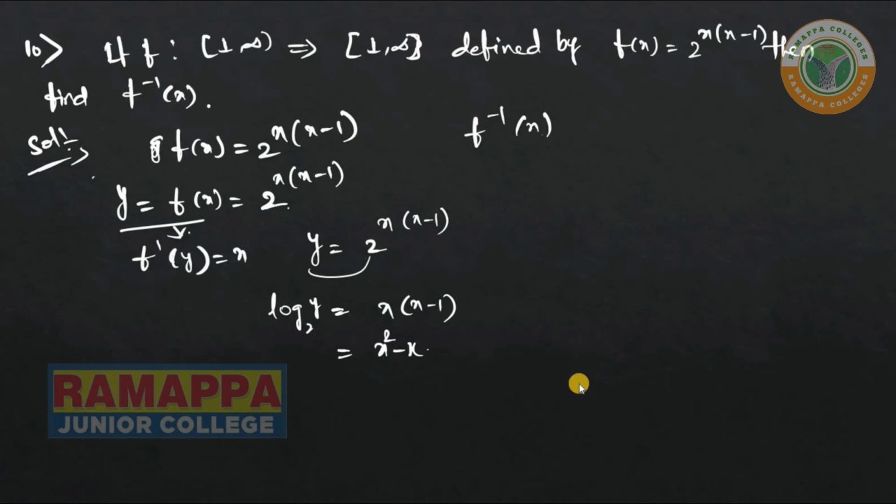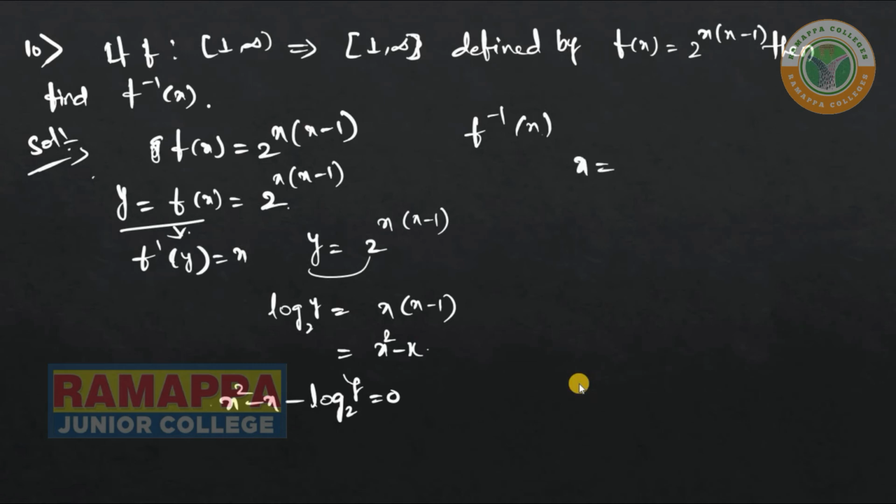So after that what will we do here, this x square minus x minus log of base 2 y we can write is equal to 0. So we have to do factorization here. We have to find the x values. By finding the roots of this equation, the answer will come. Okay, we'll try.